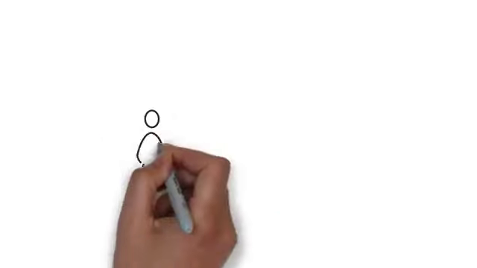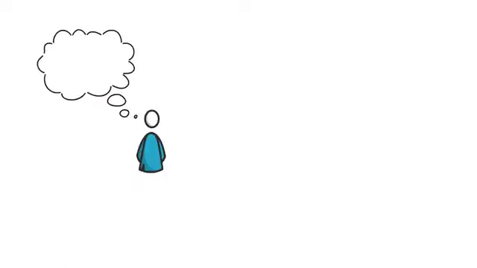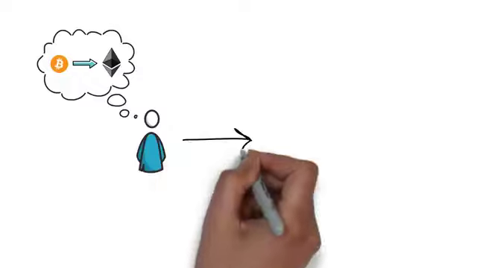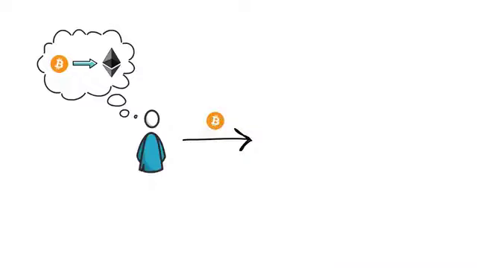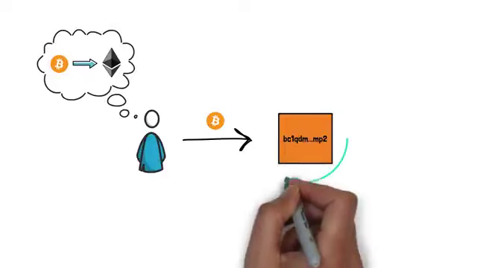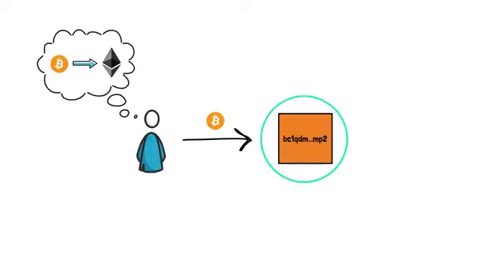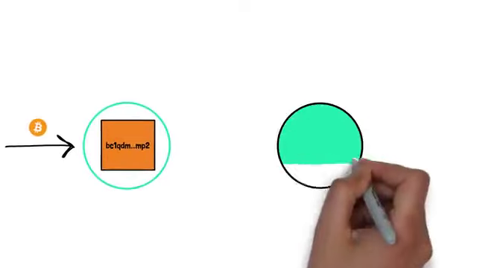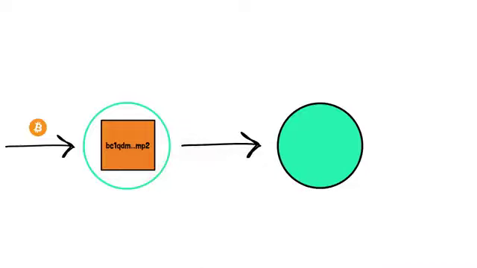Let's say a user wants to swap their Bitcoin on the Bitcoin network to Ether on the Ethereum network. The user sends a standard Bitcoin transaction to the Bitcoin vault, a Bitcoin address controlled by the Thorchain network. Thorchain nodes keep monitoring vault addresses in order to acknowledge new transactions.